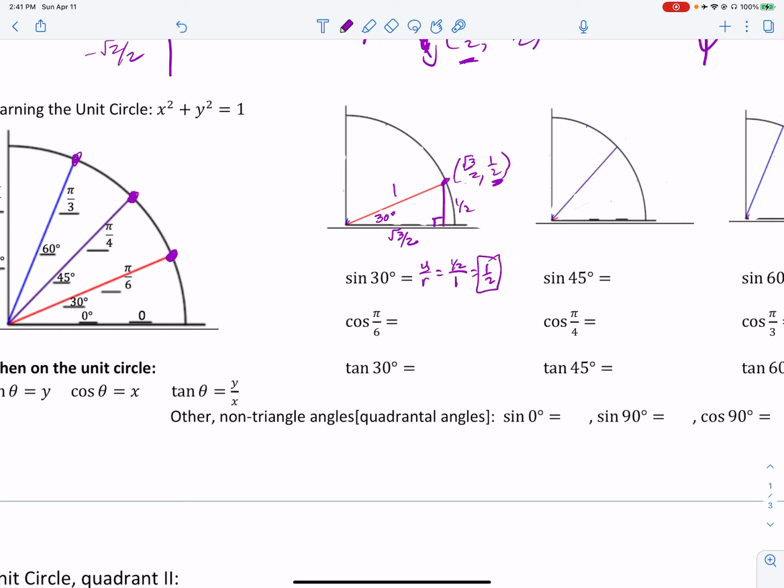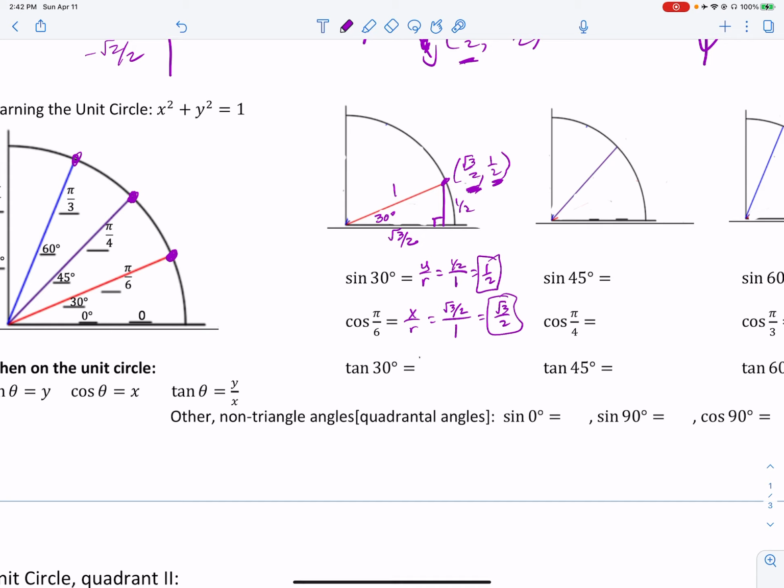The cosine of pi/6, which is your 30 degrees, is your x over r. It is your root 3 over 2 over 1 because the radius is 1 and r is always going to be positive. And you get root 3 over 2. And when you're on the unit circle, the cosine value is always your x-coordinate of the point on the unit circle.